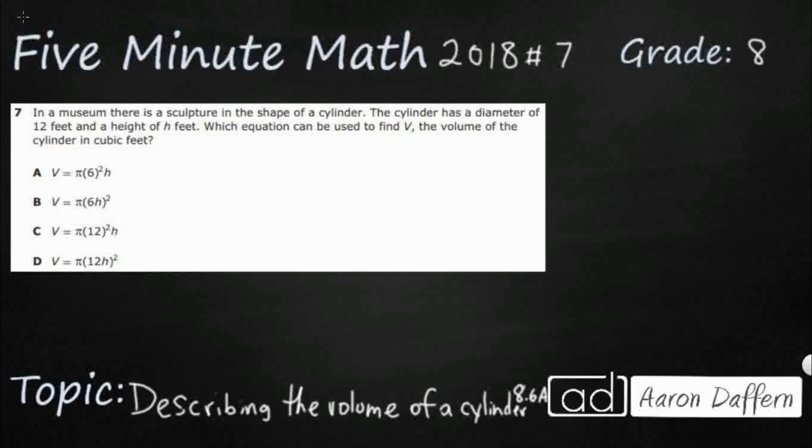So we have a sculpture in the shape of a cylinder in a museum. The cylinder has a diameter of 12 feet and a height of h feet. So they're not going to give us the actual height, they're just going to give us that h. And we need to find the equation to find volume.